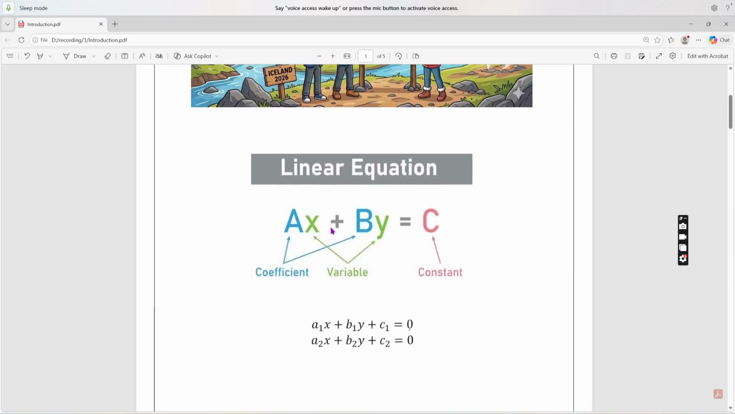Here is a linear equation which is represented in front of you: ax plus by is equal to c, where a is the coefficient of x, b is the coefficient of y, and c is a constant. Firstly, we will see there are two variables, x and y. Why are these called variables? Because their values can be changed, can be altered. But the values of a, b, and c can never be changed, because they are already given in the question in the form of real numbers.